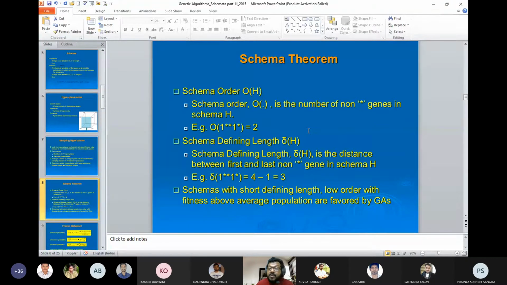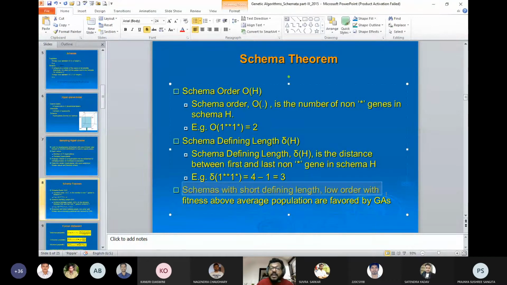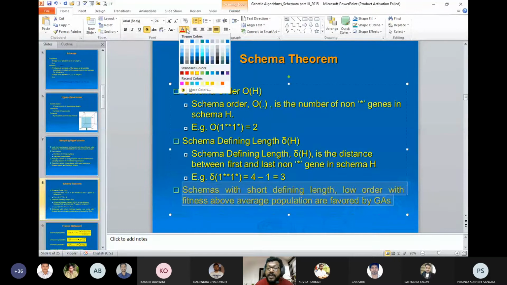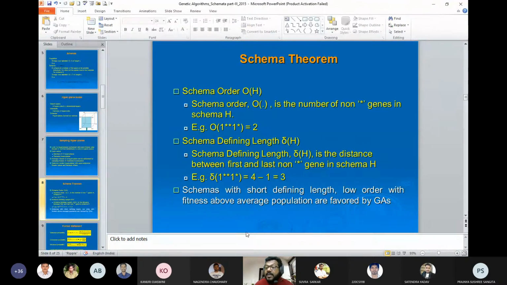So the schema with short defining length, this is the last line which is written. This is actually proved finally, but it is now available as advice to you. It tries to say that you follow schemata with short defining length and low order, and that schemata with above-average fitness in the population are favored by the GA. This is the finding we'll see, and that is what the schemata theorem is all about.